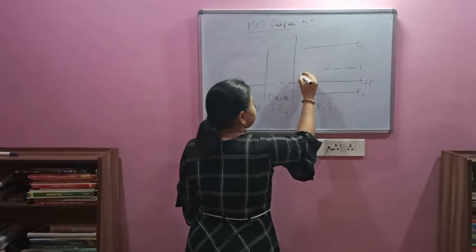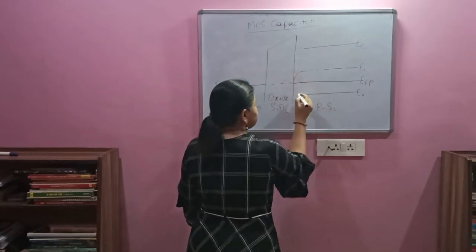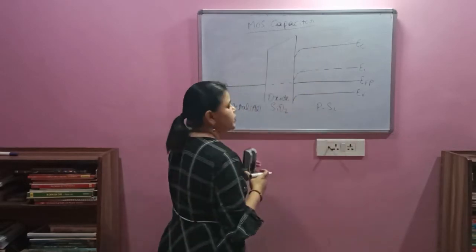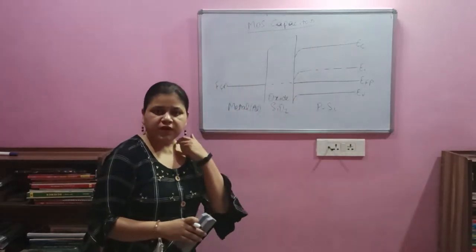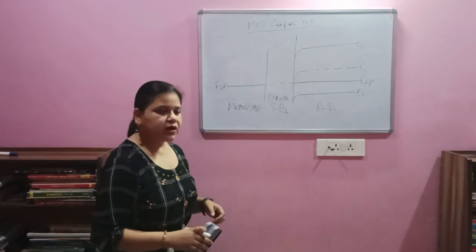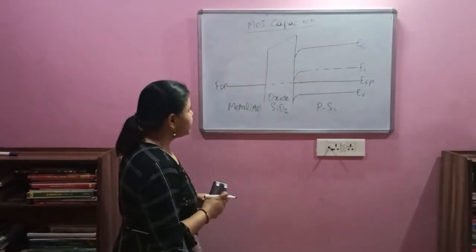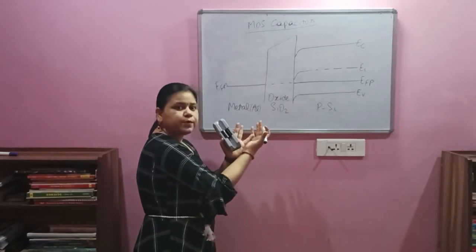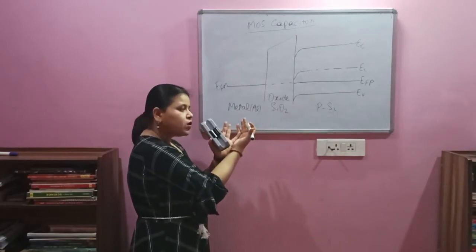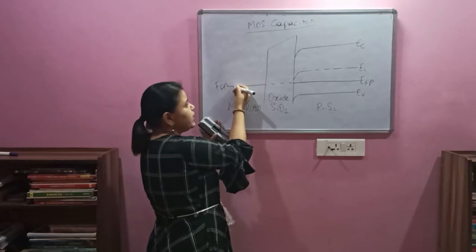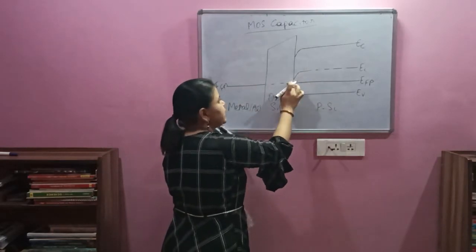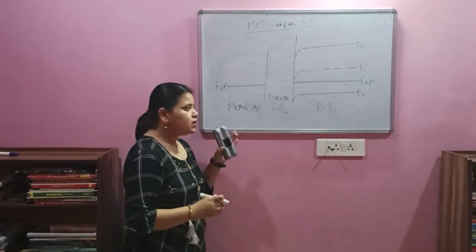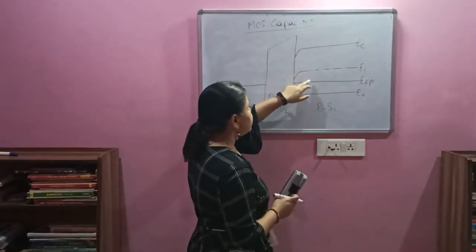Now see what is happening over here due to the difference in work function. As we know, there is a work function difference between a metal and a semiconductor, so what will be happening over here? When the three different types of material come into physical contact, the Fermi level of the metal will align with the Fermi level of the semiconductor, and because of this alignment there will be a bending in the bands.